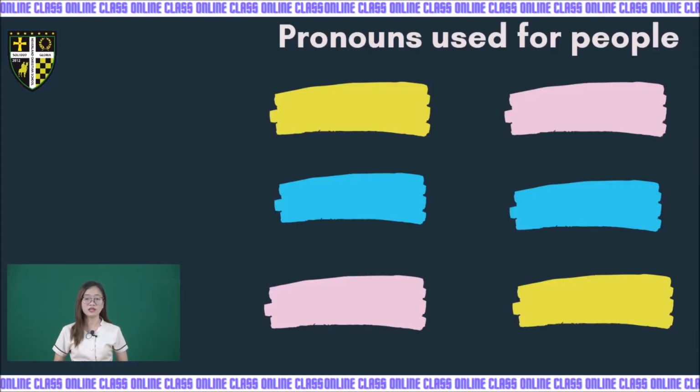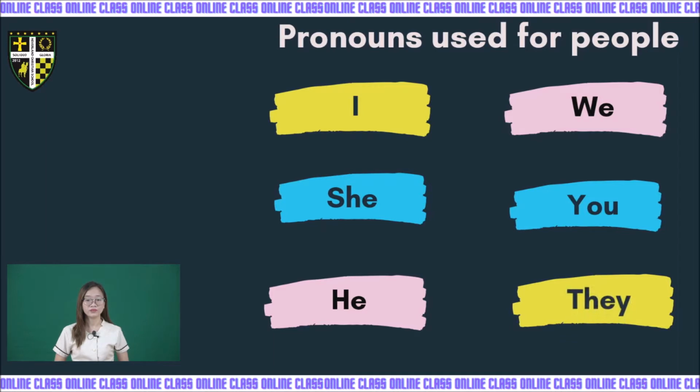Okay, kids. Now, these are the pronouns used for the people. The first one is I. Next is she. Next, he. Next, we. Next, you. And the last one is they. Again, kids, these are the pronouns used for the people only.